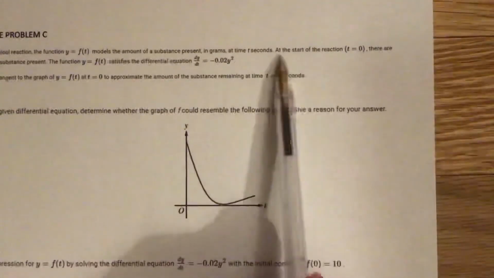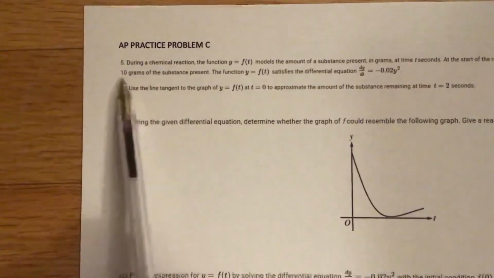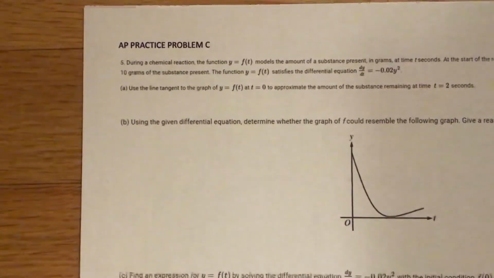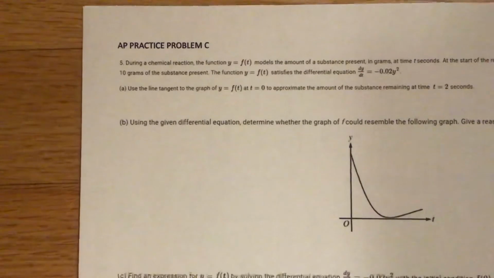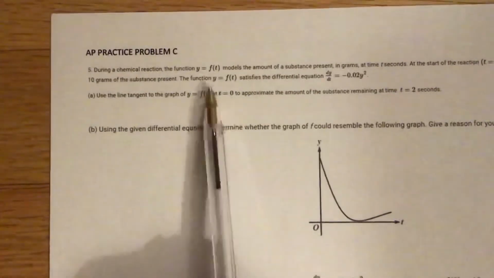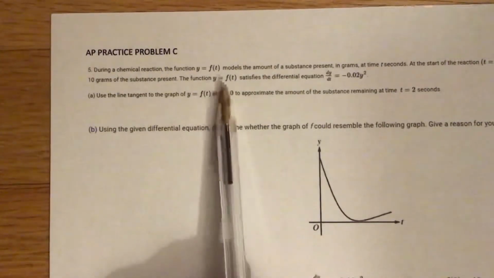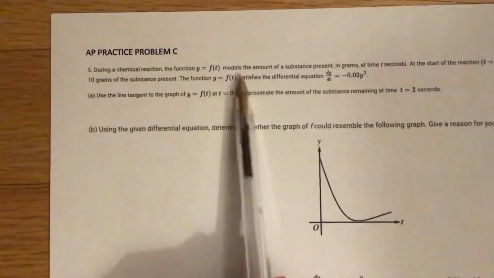They also give us that at the start of the reaction, time 0, there's going to be 10 grams of substance. So that's going to serve as an initial condition. We have that time 0 gives us an output of 10 grams of substance. Once again, we still don't know what the function is, but they do give us its derivative. They give us the rate of change.